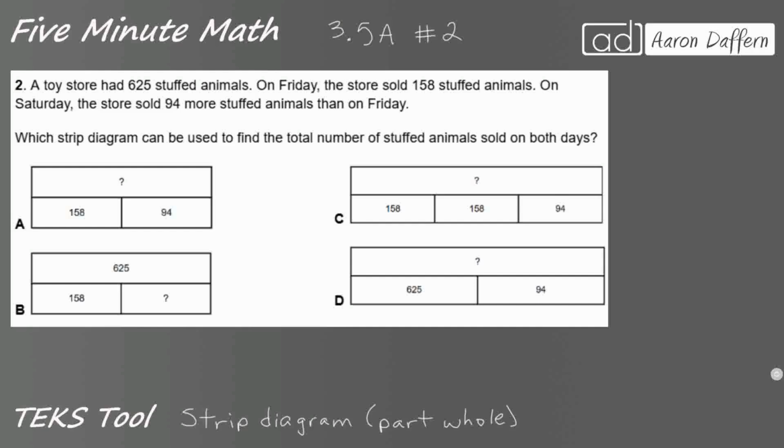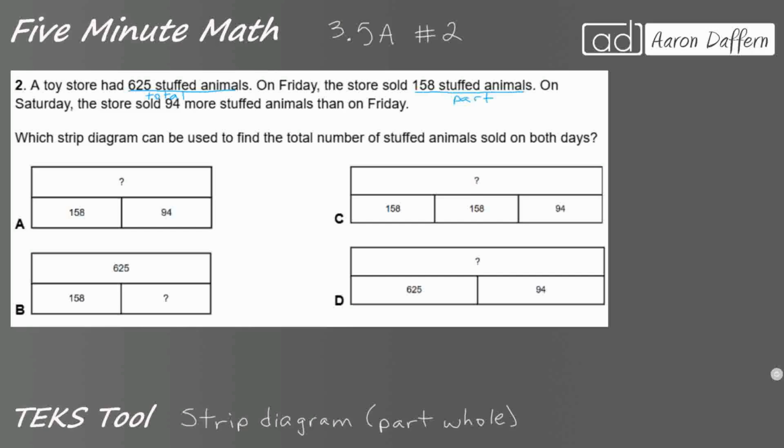When we are looking at addition and subtraction problems, we can typically use a part-whole strip diagram to represent the relationship. Typically we're looking for the total or we're looking for the parts. When we look at this problem, we do see that we have a total right here. A toy store has 625 stuffed animals. When we get a statement like that, that's going to be our total or our whole. And then it looks like we're going to get some parts. On Friday, the store sold 158 stuffed animals, so that's one part.